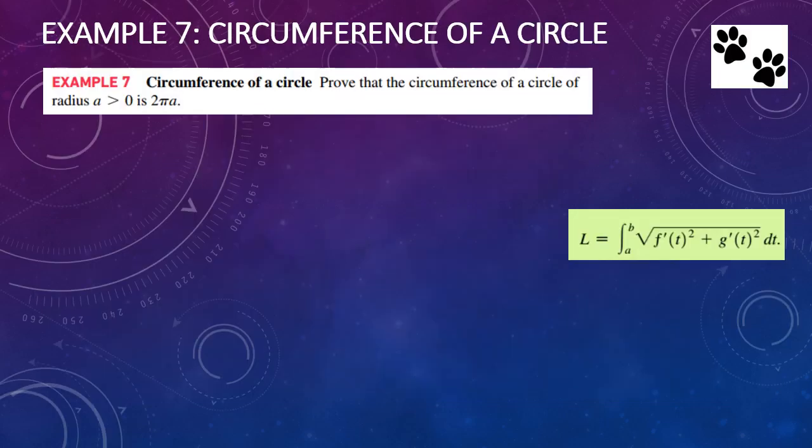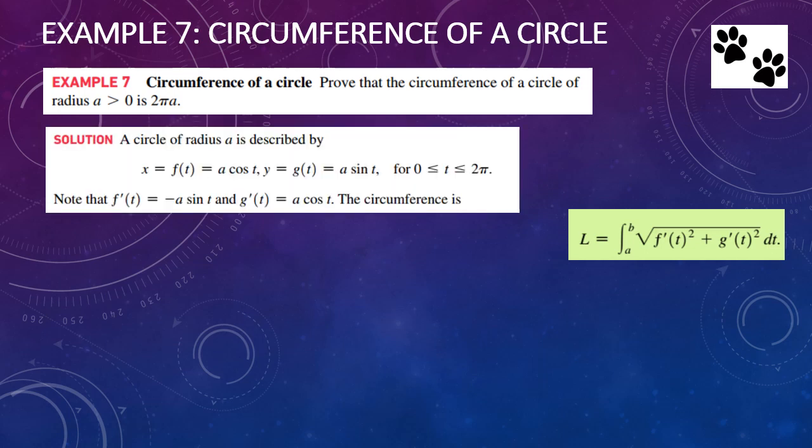So let's look at our first example, example 7, circumference of a circle. Prove that the circumference of a circle of radius a greater than 0 is 2 pi a. And so, of course, the circumference of a circle is the arc length all the way around, or 1 revolution.